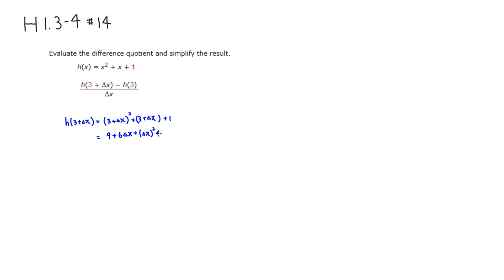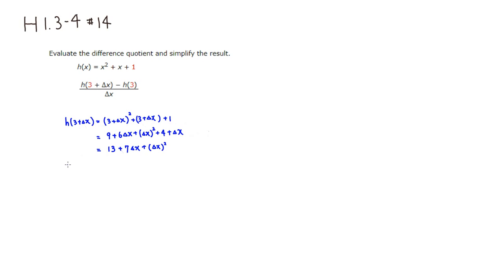Then you have 3 and 1 combined. I'm going to put 4 plus delta x. And I'm going to go ahead and combine 9 and 4 together, so you're going to get 13. So 13 plus 6 delta x plus, actually, there's another delta x, so this should be 6 plus another delta x, so it's 7 delta x plus delta x squared.